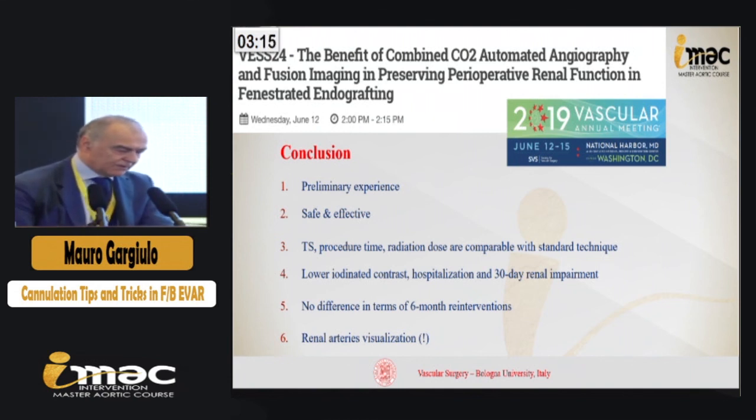The problem is defining the renal artery visualization. We have to improve this visualization, because at the end of the procedure we had about 80% renal artery visualization and before the introduction of the endograft 65%, so we have to work in this way. In Europe we now have a registry regarding the possibility of using CO2 in the visualization of renal vessels in patients undergoing endovascular treatment of aortic disease.